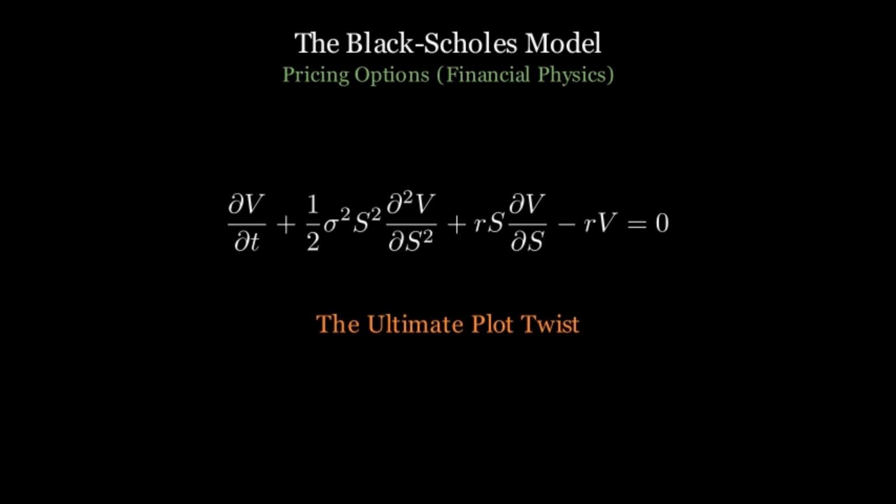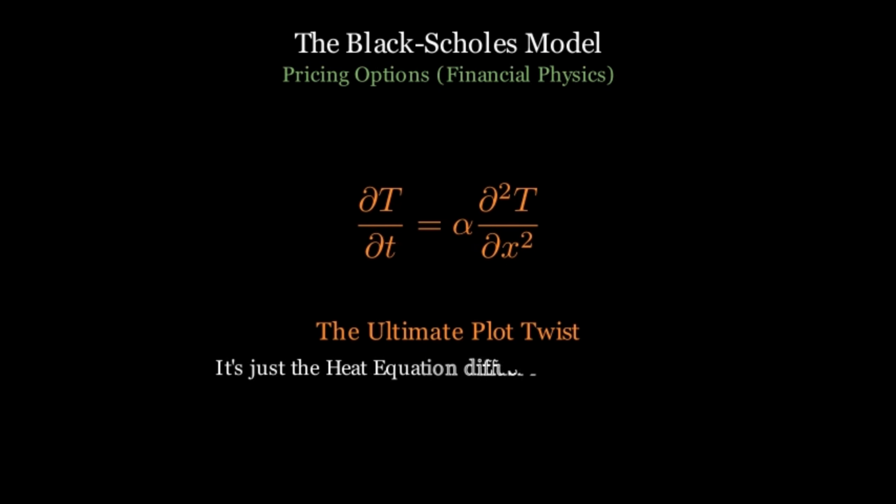The ultimate mathematical plot twist is that the Black-Scholes model is not a completely new concept. Through a series of variable substitutions, this complex financial PDE perfectly collapses into the exact same one-dimensional heat equation that we looked at earlier. The mathematics are identical, but instead of modeling the physical diffusion of thermal energy through a metal rod, it models the statistical diffusion of financial risk and probability over time.